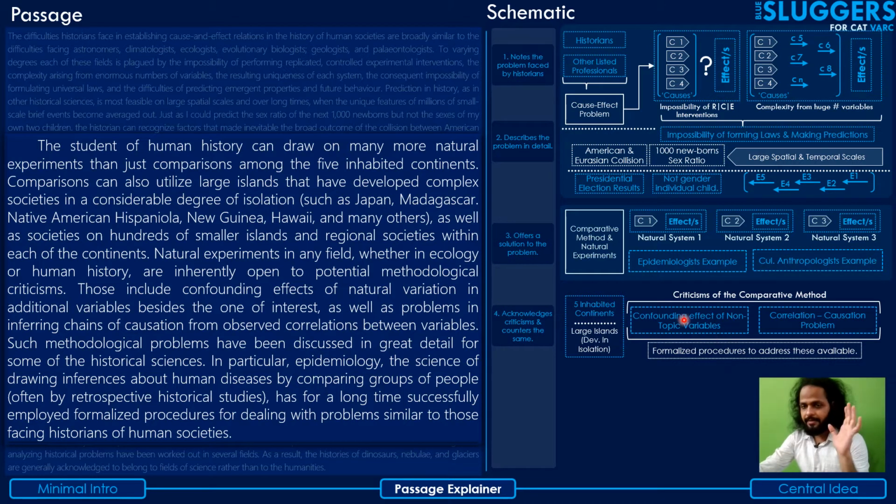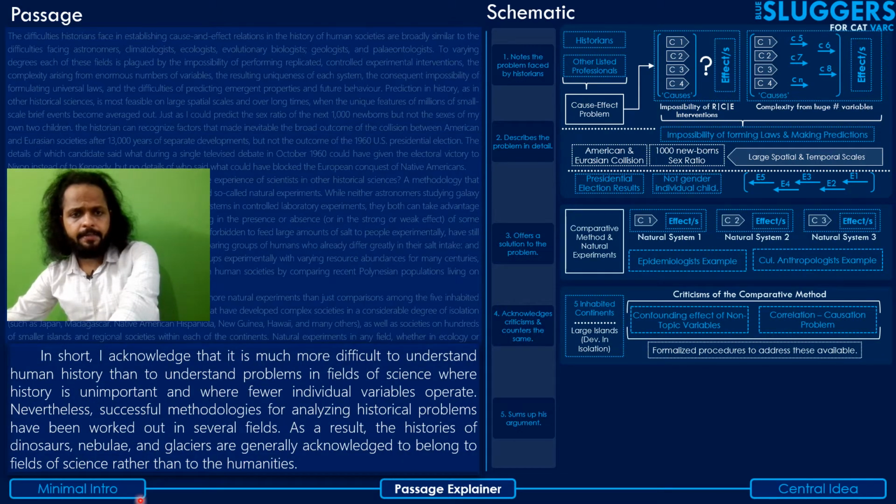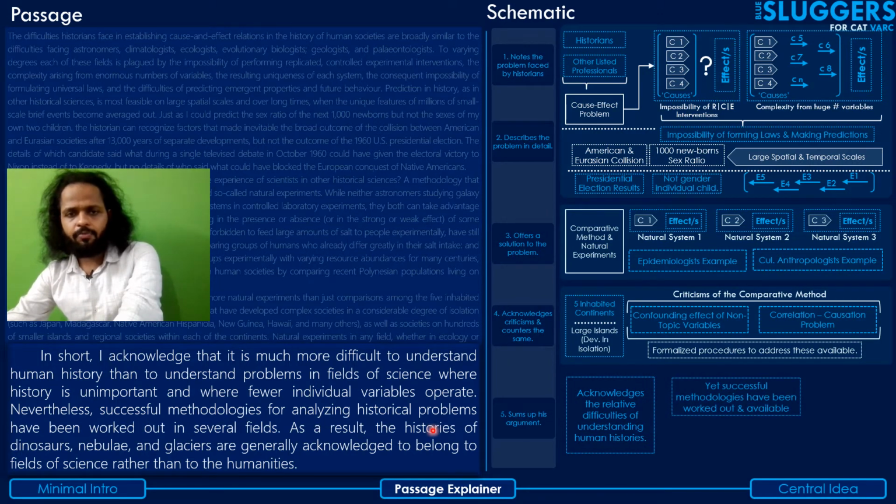So granted that there have been criticisms and some disadvantages, there also have been formalized procedures set up in other fields from which we can learn, right? So that's about this paragraph. Next, finally, in the last paragraph he says: in short, I acknowledge that it is much more difficult to understand human history than to understand problems in fields of science where history is unimportant and where fewer individual variables operate. Nevertheless, successful methodologies for analyzing historical problems have been worked out in several fields. As a result, the histories of dinosaurs, nebulae, and glaciers are generally acknowledged to belong to the fields of science rather than to the humanities, right?